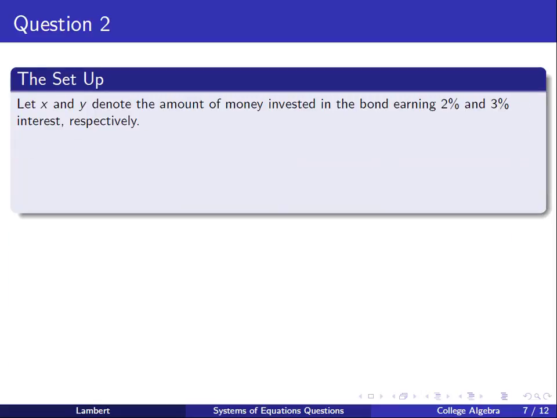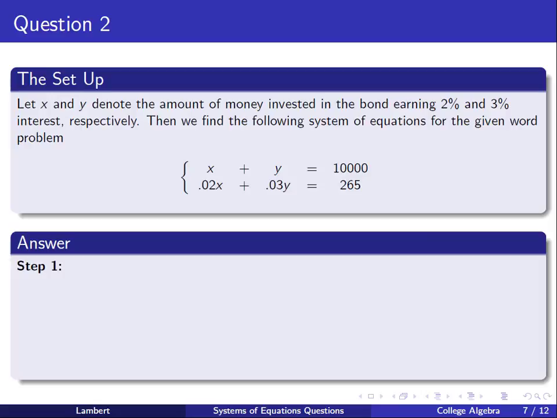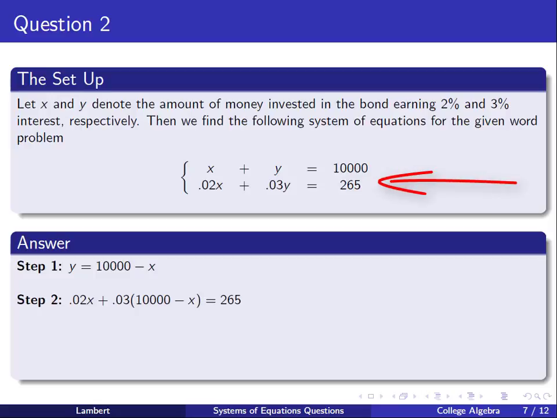Well, if we want to move forward, we have that system of equations, right? We want to make our lives easier. So first things first, it's screaming substitution at us. So let's solve for our y variable. Y equals 10,000 minus x. Now, we want to plug that into the second equation. Notice we just replaced the y. And so we have 0.02x plus 0.03 times the quantity 10,000 minus x equals 265.